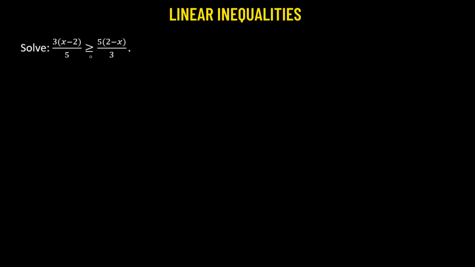Let us solve the following linear inequality. So this is a linear inequation because it involves an inequality sign which is greater than or equals to, and linear because we have a variable x with the highest degree of only 1. Right, so let us begin.